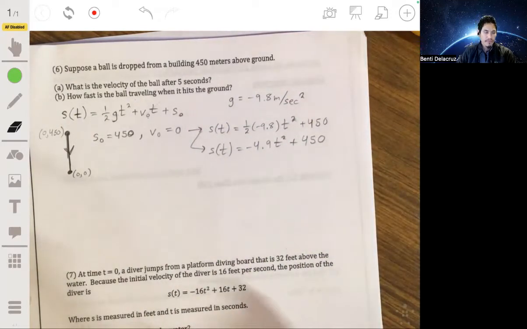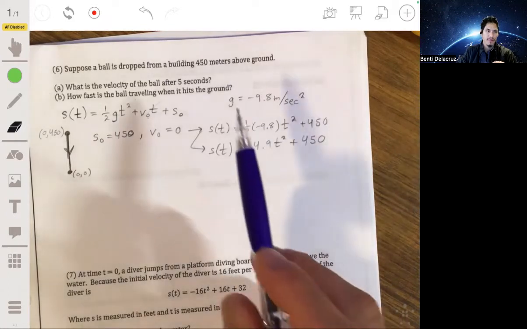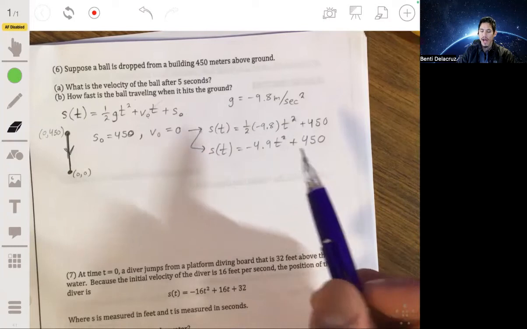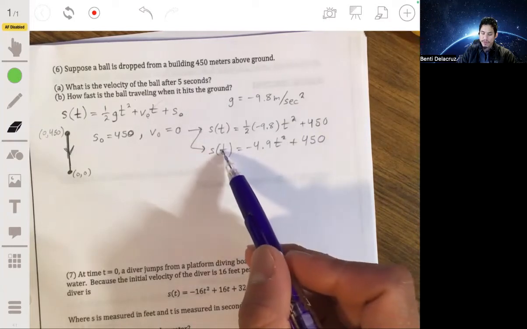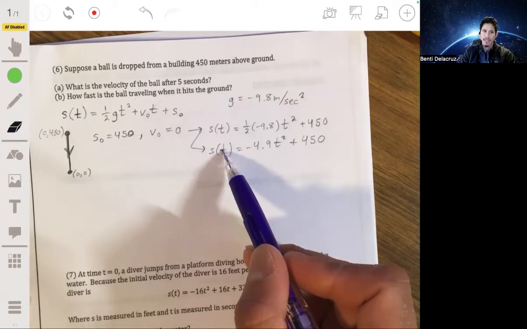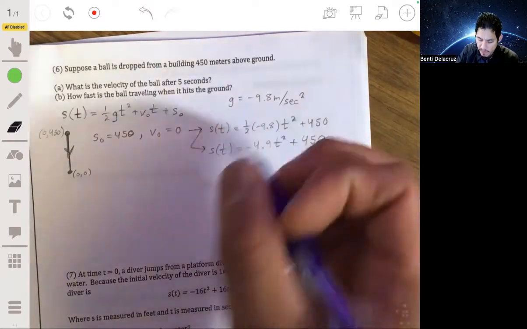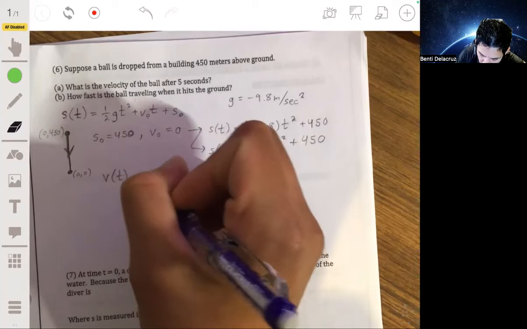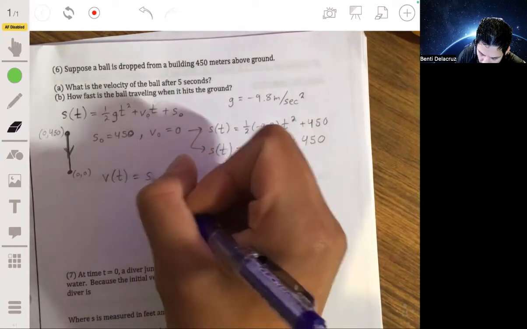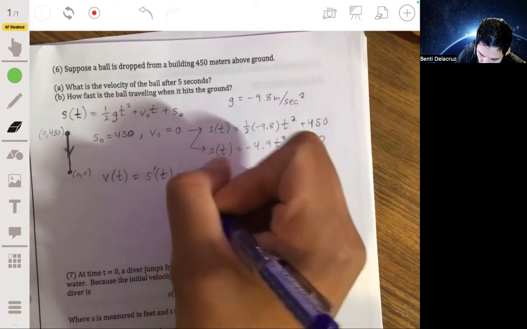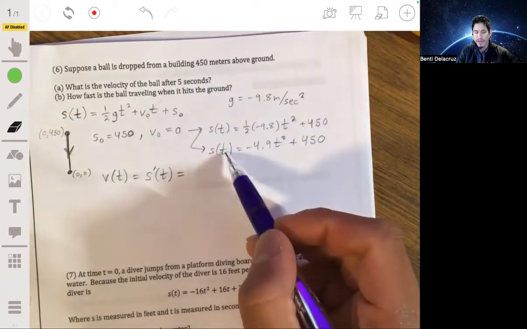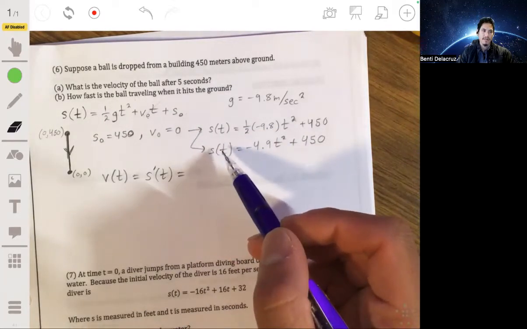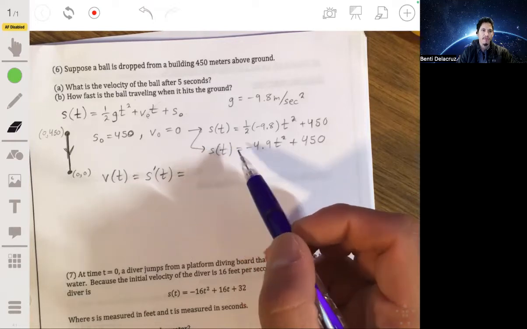Okay, so if you want to figure out the velocity of the ball after 5 seconds, you essentially want to see how the position function is changing after 5 seconds. Because remember, velocity, V of t, is the derivative of position, is S prime of t. So we're just going to find the derivative of S of t, and then we're going to evaluate it for when t is 5.